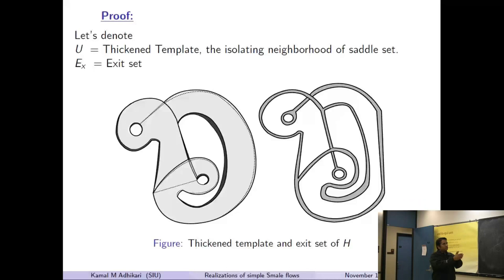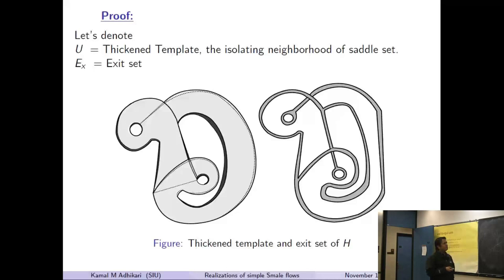When we squeeze this thickened template through the stable manifold direction, then we get a branched manifold system. So this exit shape, we can always attach to the attractor, the neighborhood of attractor. Entrance shape we can attach to the neighborhood of repeller. Because if any particle goes out from this exit set, it goes towards the attractor. So we can attach attractor with this exit set. Similarly, we can attach the repeller with the entrance set.